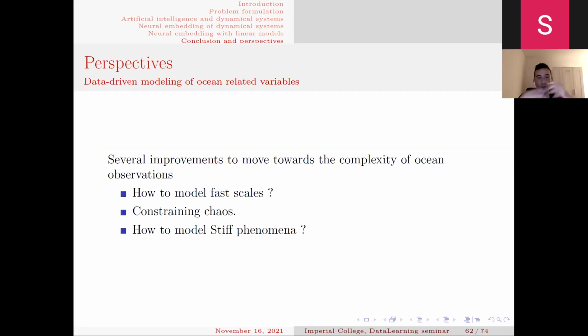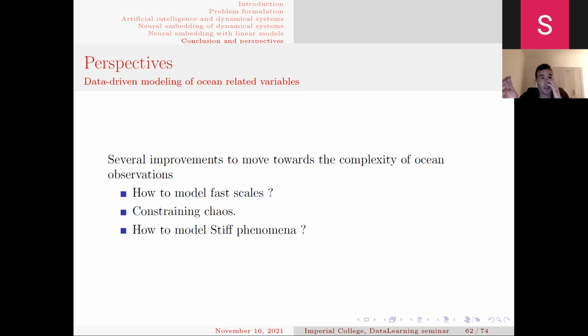Now, in order to improve the tools I presented here directly, there are several questions. For example, how to model the fast scales, or how to explicitly include the influence of the fast scales through our proposed frameworks. There is the question of constraining chaos, because when I showed you the boundedness constraint, we are constraining boundedness, but we are not guaranteed to have chaotic solutions. And how do we deal with this in practice? We cross-validate, right?